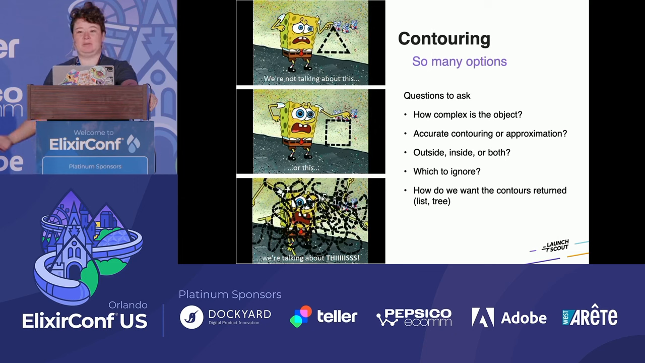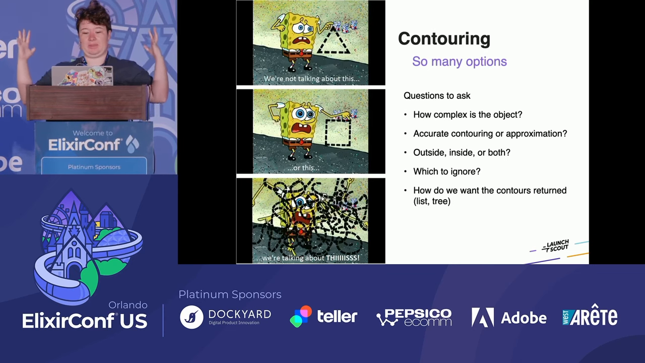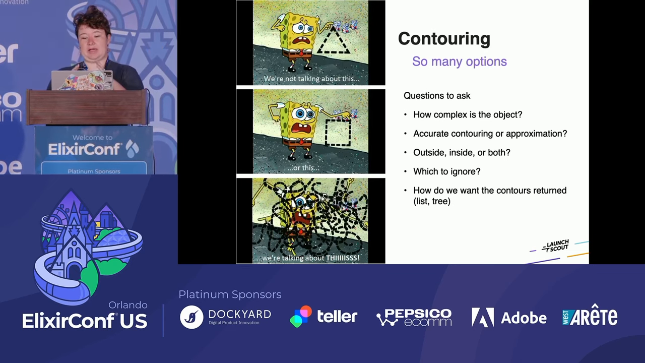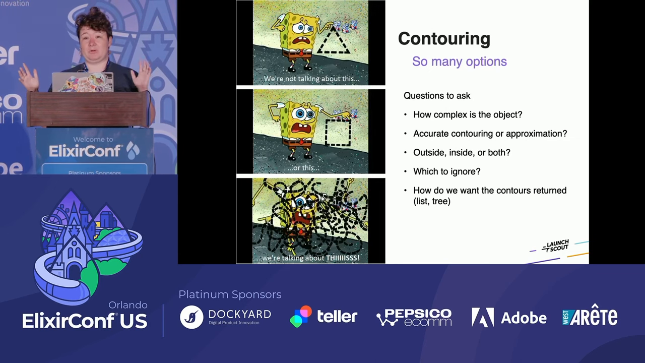You have to make a lot of assumptions with your application when you are contouring. You've got to know, how complex is the object that we're tracking? Is it just a piece of paper, we only care about a square, or is it a full human being, and we have a lot of angles to deal with? How accurate do we want the contouring to be? We have the option to look at every single line across the contour, or if we really don't care about the shape all that much, we can approximate it. Also, do we care about only the contours on the outside of objects, the inside, or both? Are we going to be ignoring contours, or do we want to see everything?